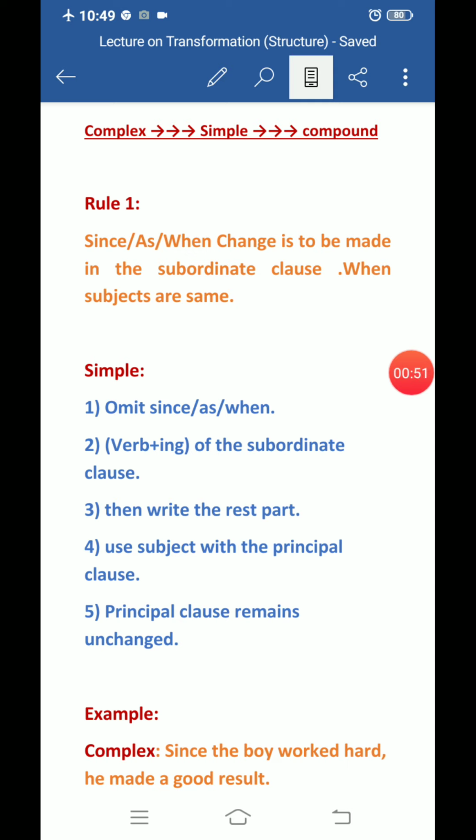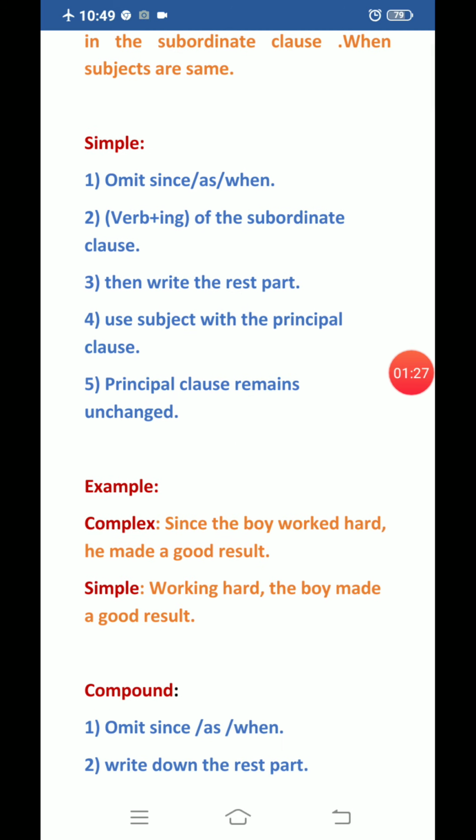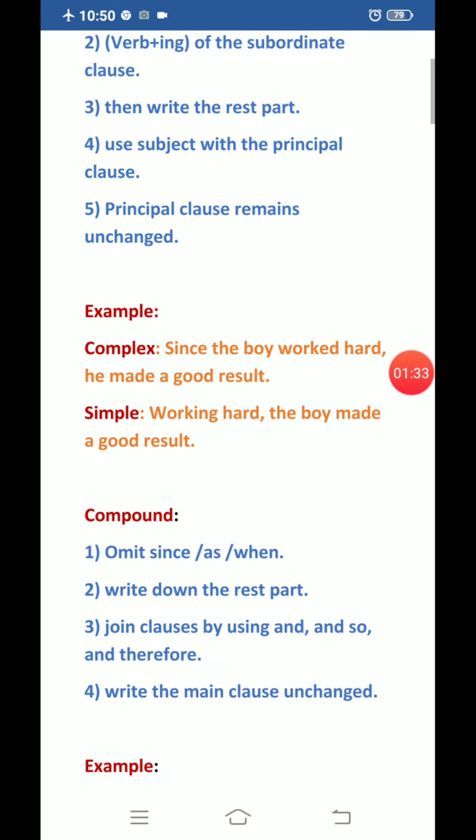Let us start. Rule number 1: since, as, when, change is to be made in the subordinate clause when the subjects are the same. In simple sentences, the rules are: number 1, omit since, as, when. Number 2, verb plus ing of the subordinate clause. Number 3, then write the rest of the part. Number 4, use the subject with the principal clause. Number 5, the principal clause remains unchanged.